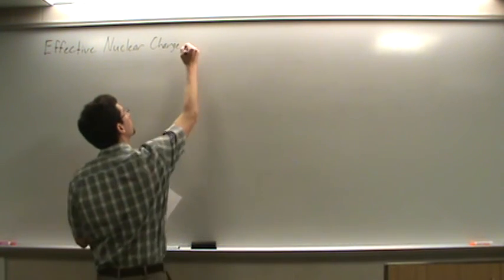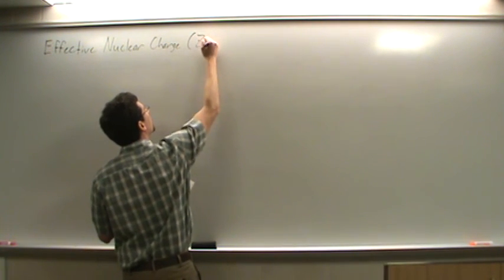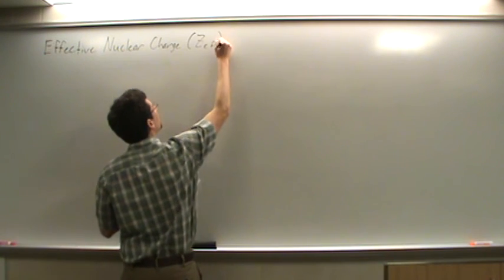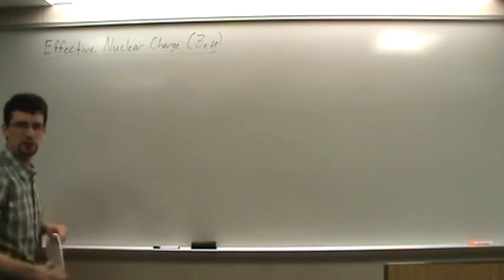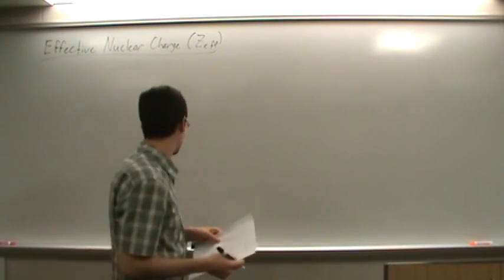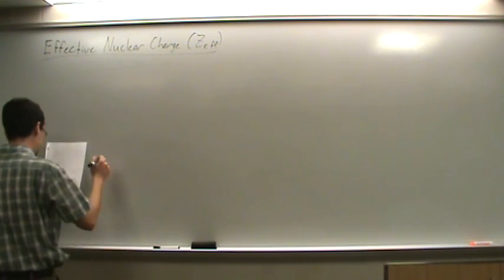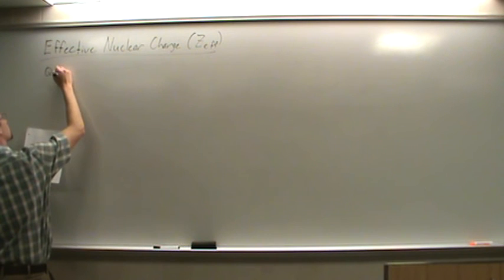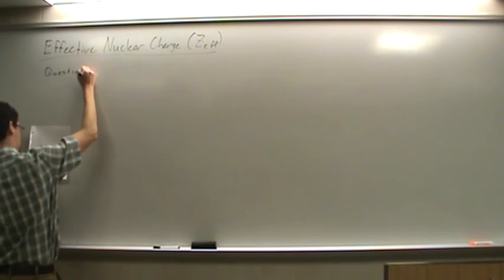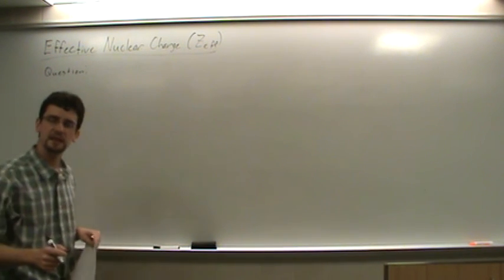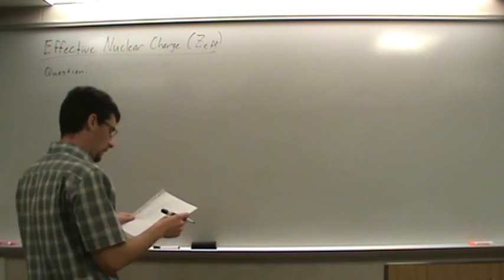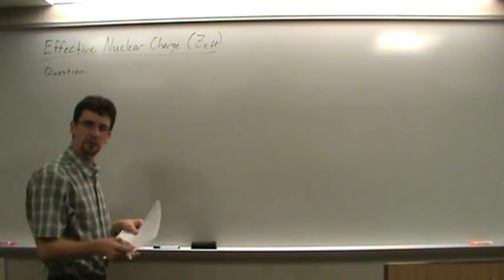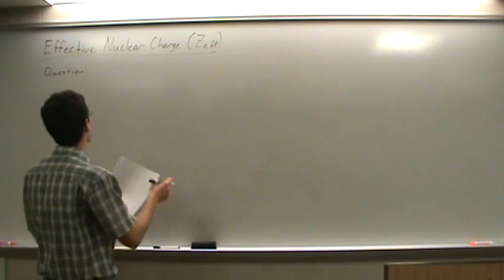Z effective, we're going to call it. The nuclear charge is often given the symbol Z for some reason. And we're going to ask a question. As we increase the atomic number, what happens between the interaction between the electron and the nucleus?